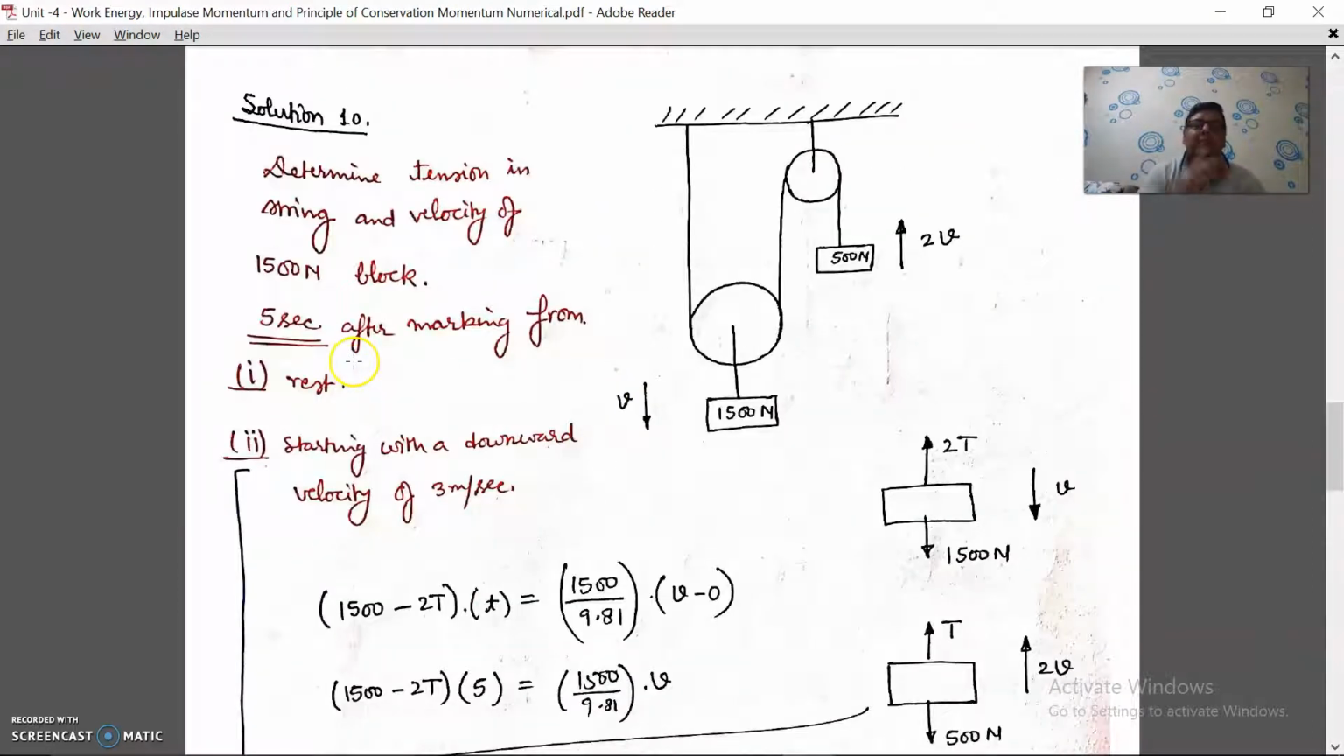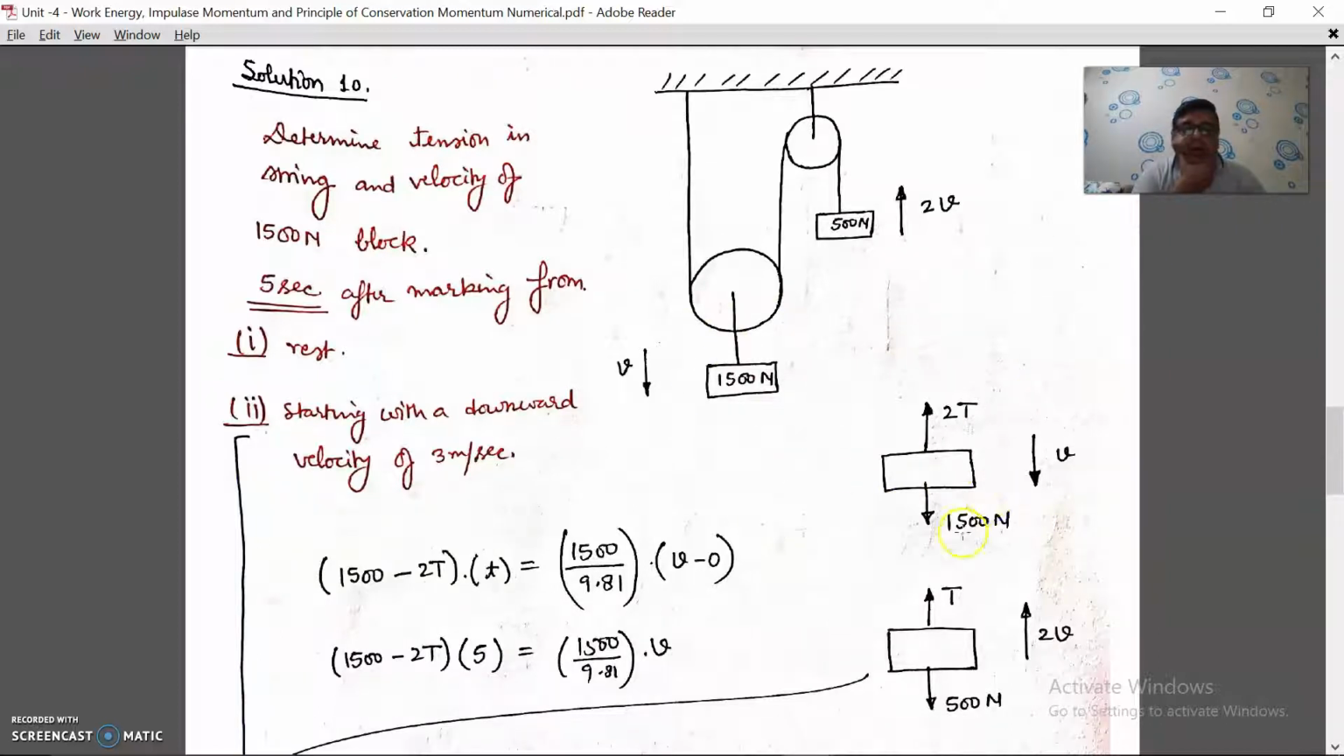Now in this numerical, if we draw the free body diagram of these two blocks, the 1500 Newton block and the 500 Newton block, one point is very clear to me: this block will go down, and in that case this 500 Newton block will go up with a velocity of 2v, and this will go down with a velocity of v, right? This was already very clear to you because you have done the same numerical in D'Alembert principle.